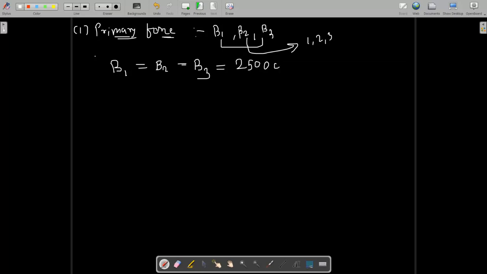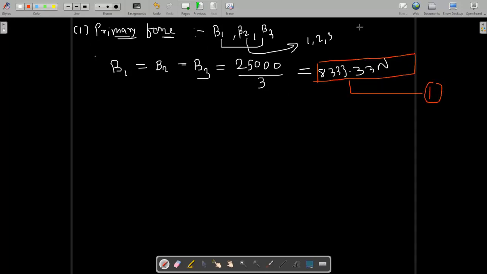What is the net force? 25,000 divided by the number of bolts. Here 3 bolts are given. If there are 4 or 5 bolts, the primary force is divided equally among them. So this equals 8333.33 newton. Just mark it in a box. This will be our result number 1. Now, how to calculate the secondary force?